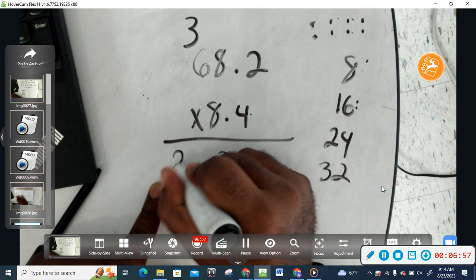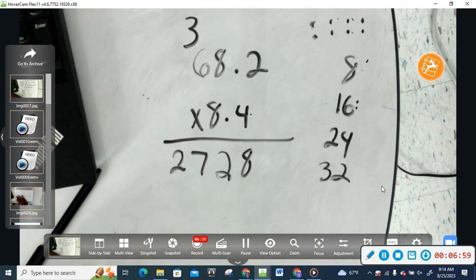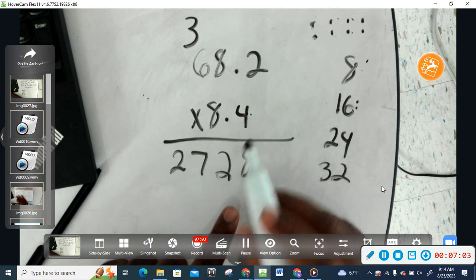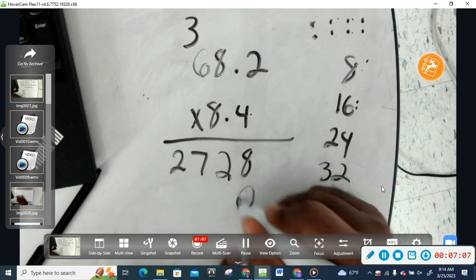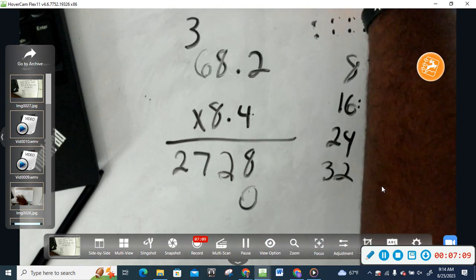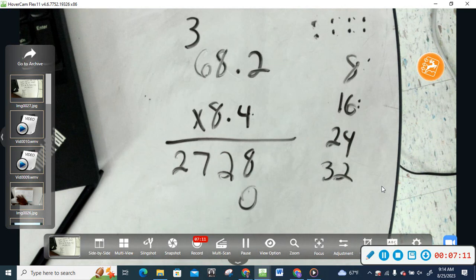So 27. And then you gotta add like 8 times 3. But what's the first step before I do that? What goes here? 0. There we go. Can't forget that placeholder. All right, now we can start us off with the 8 times 2.